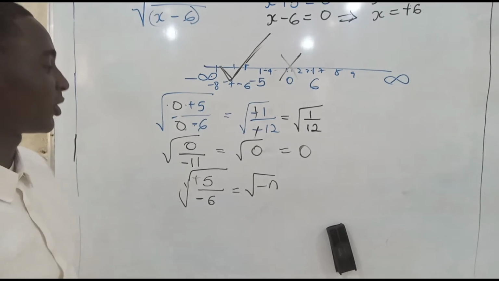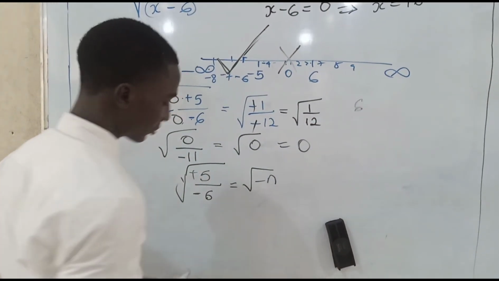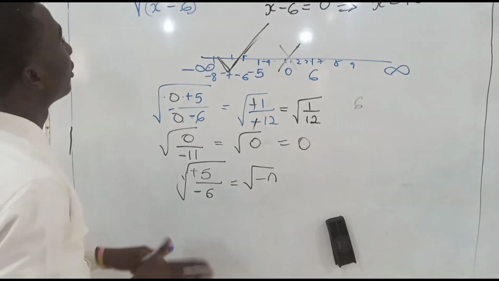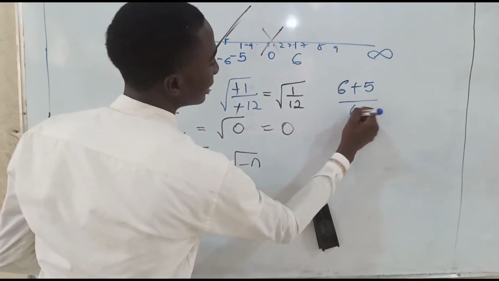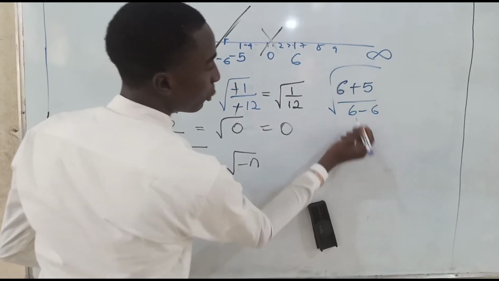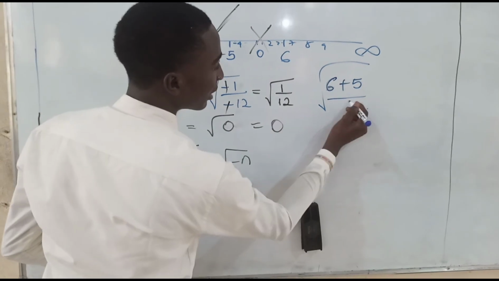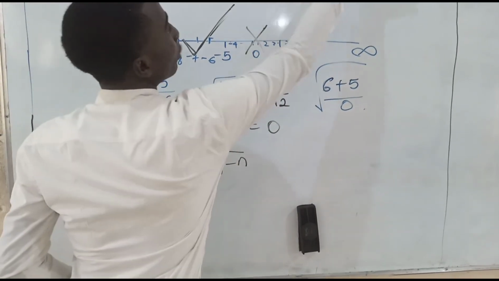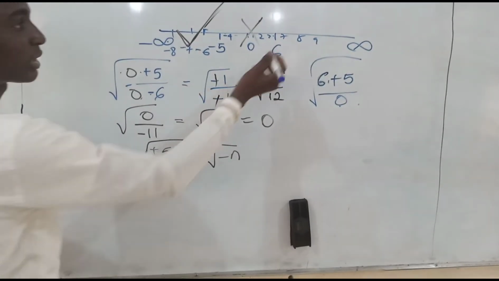So let's try for 6 now. If we try 6 plus 5 over 6 minus 6, this 6 minus 6 will give us 0. That is, if I'm having 0 here, it will already make it an undefined value because number over 0 is undefined. Now let's take 7.